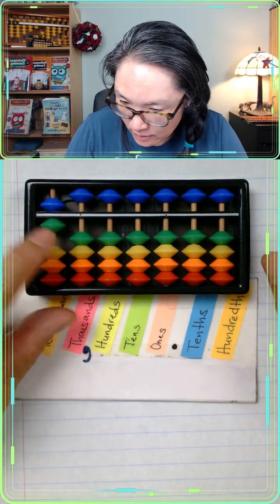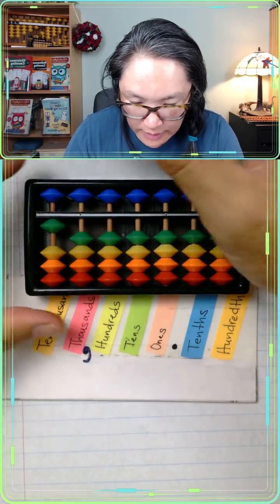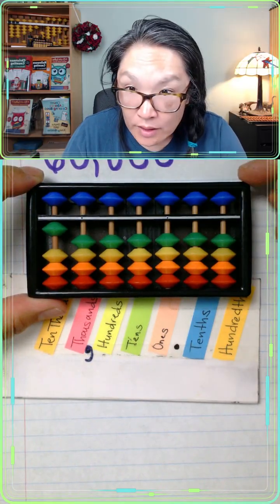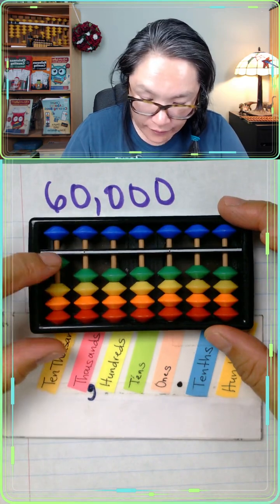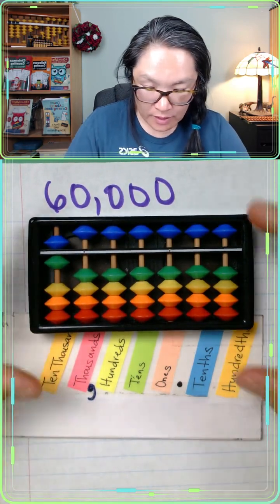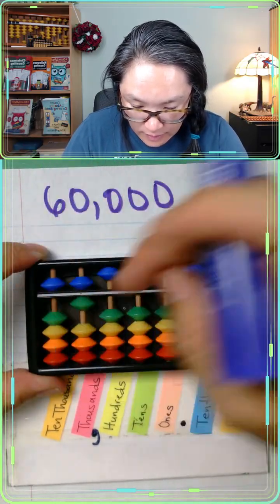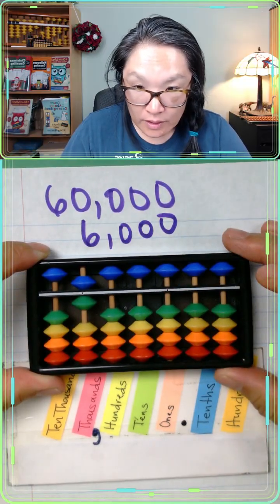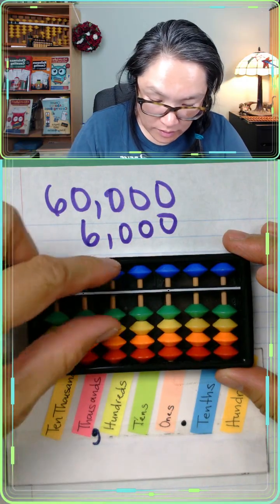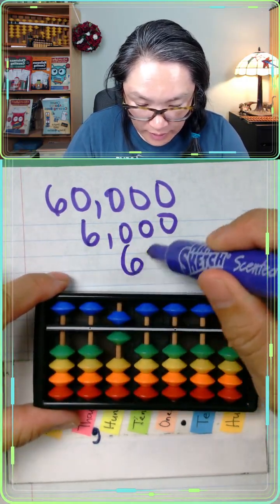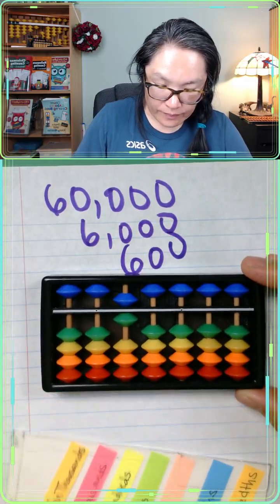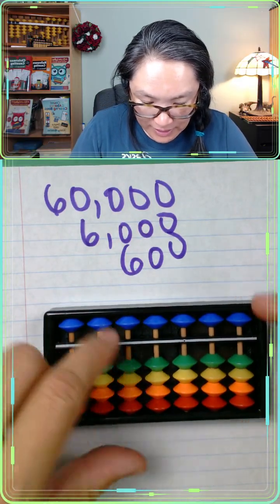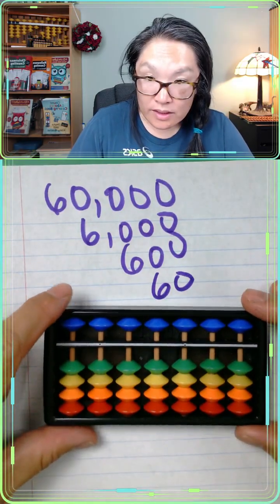This is 60, comma, 1, 2, 3. Can't see that. There we go. Sorry, 1, 6. That's what 6 looks like. If I did this, 6, 6,000, 0, 0, 0. 600, 0, 0. Right? 60. 6, 0.